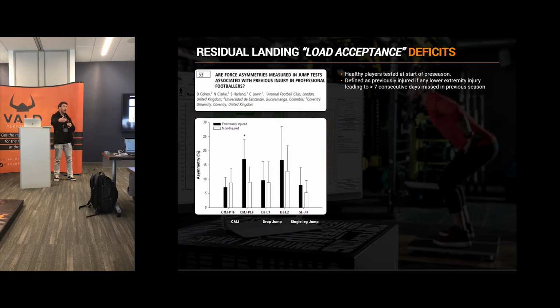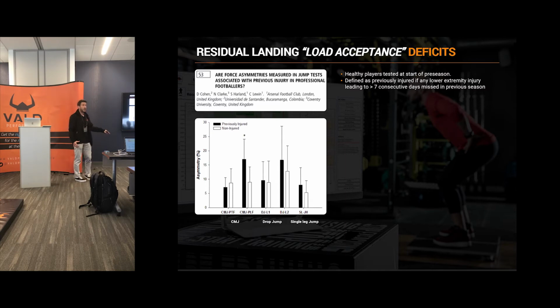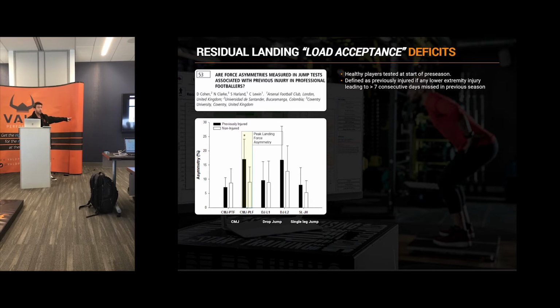Comparing healthy, in our criterion, players that hadn't been injured at all in the previous season against those that had any lower extremity injury. Now, in this sample, there were no ACLs in the end in Arsenal Football Club in those, I think it was 3 years' worth of data, and we're now adding to it. And talking about history of improving analysis, it was a very crude analysis, i.e. it was peak force, peak takeoff force in the CMJ, peak landing, and then the drop jump first and second landing asymmetries, and the last one is the single leg jump height.